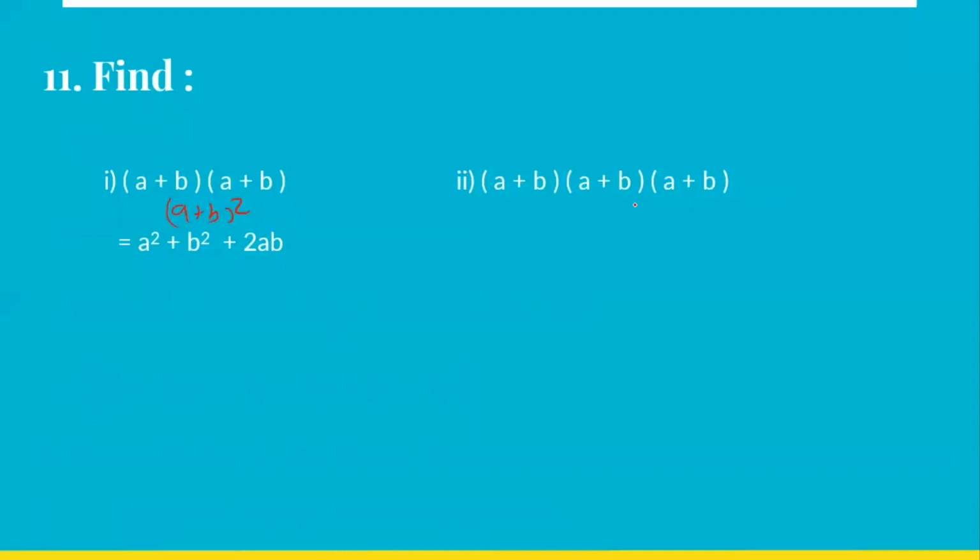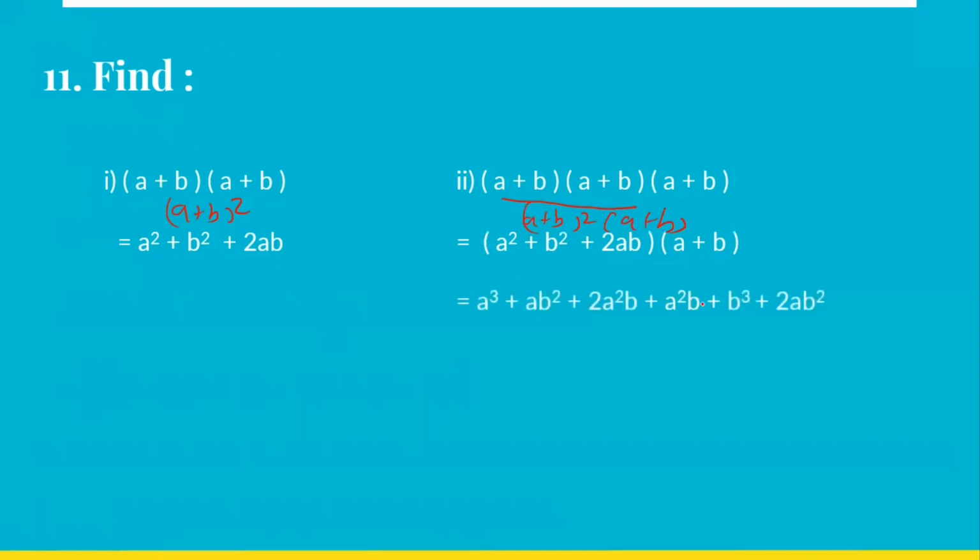Now if it is a plus b into a plus b into a plus b, so this we can write as a plus b the whole square multiplied by a plus b. Now this expansion we already know, it is a square plus b square plus 2ab multiplied by a plus b. Okay. Now further, if we do it, so how? So we can do this: a multiplied by a square plus b square plus 2ab. Okay. Plus b multiplied by a square plus b square plus 2ab.